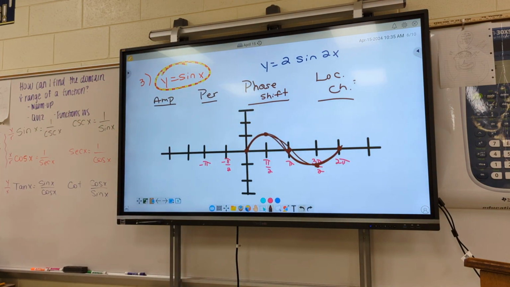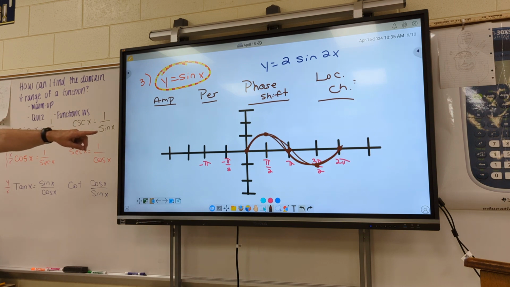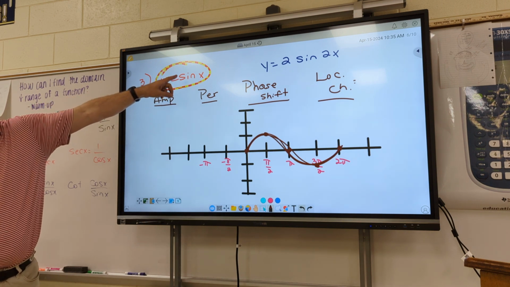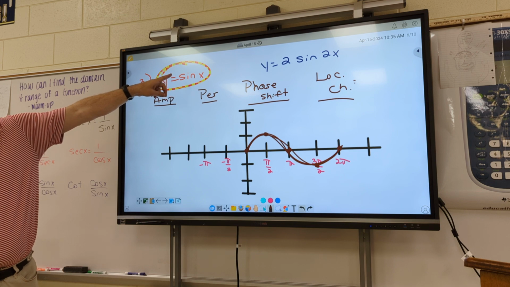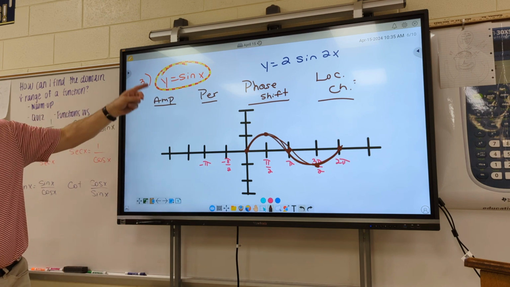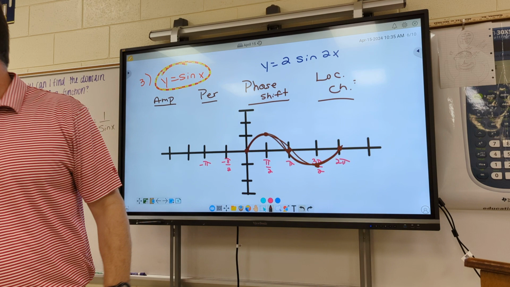All right, so there's sine x. We should have that on number 3. That's your base graph. That's where you start, sine x. All right, now, I think you guys can find the 4 answers on your own. Go.